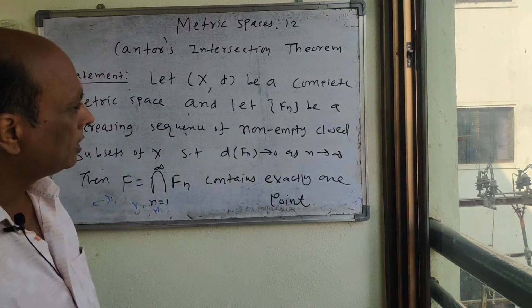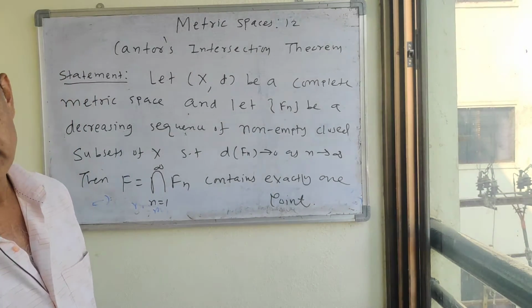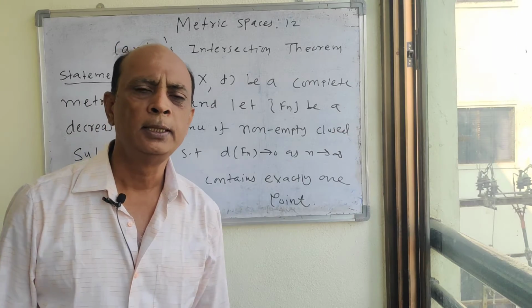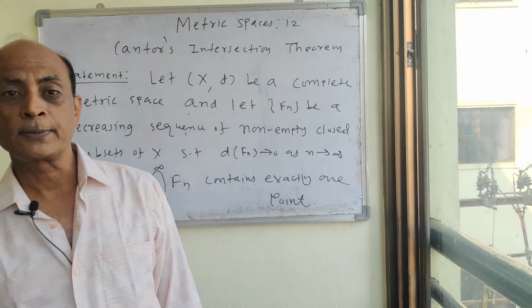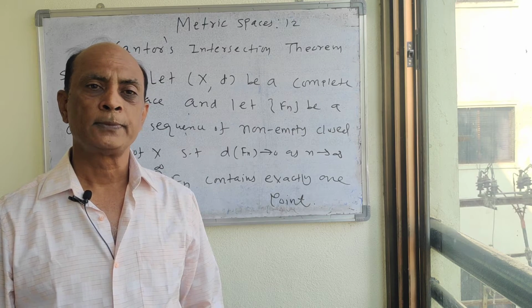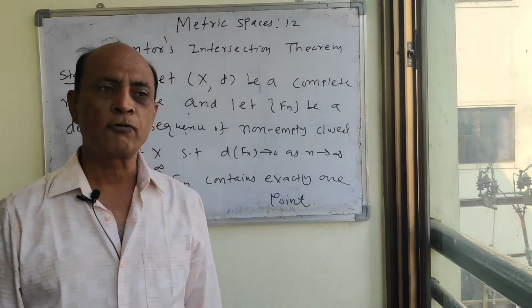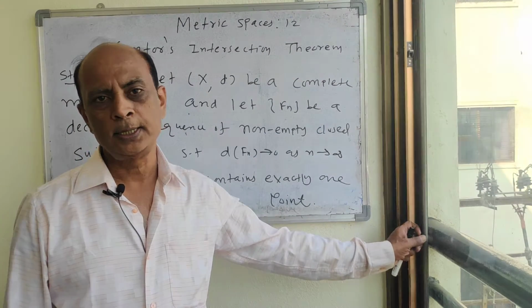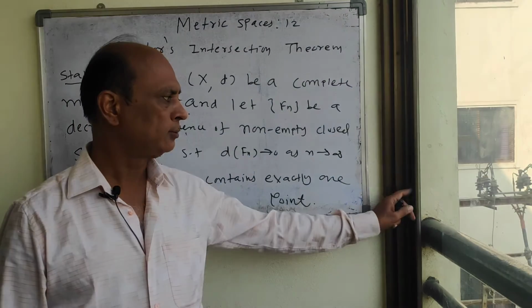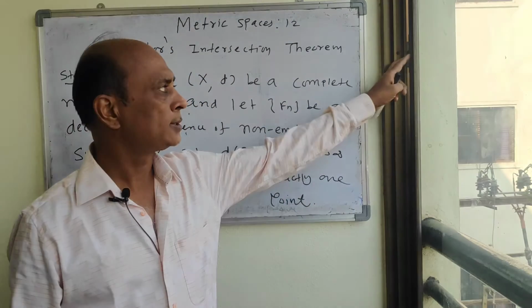So in this theorem, what is given? One metric space is given. Which type of metric space is given? That is a complete metric space. All of you know that. What do you mean by a complete metric space? A metric space is said to be complete if every Cauchy sequence in it is convergent. Then we say that it is a complete metric space.